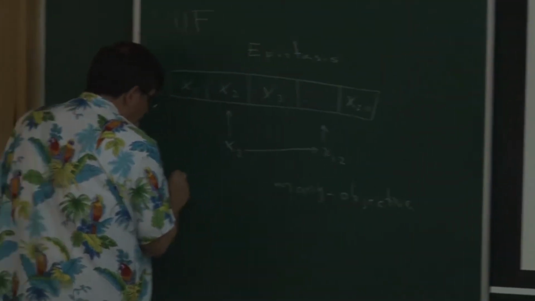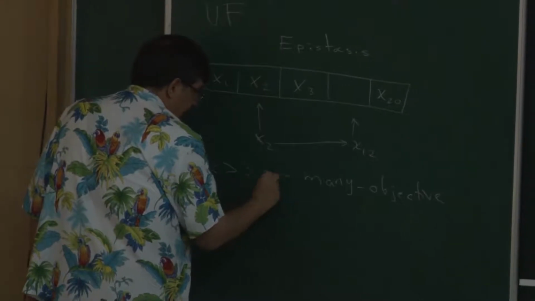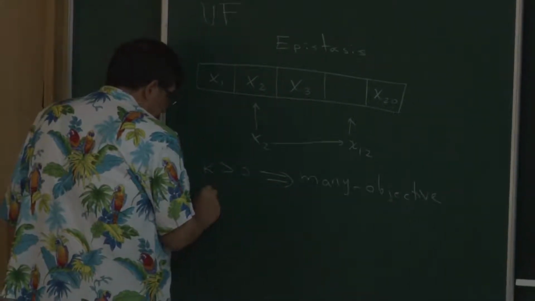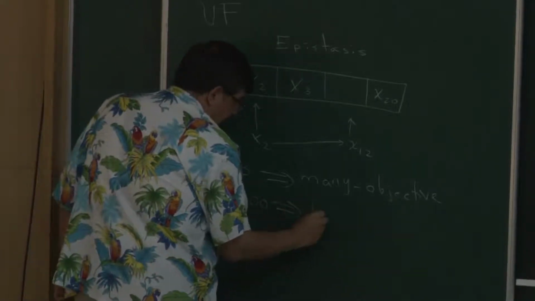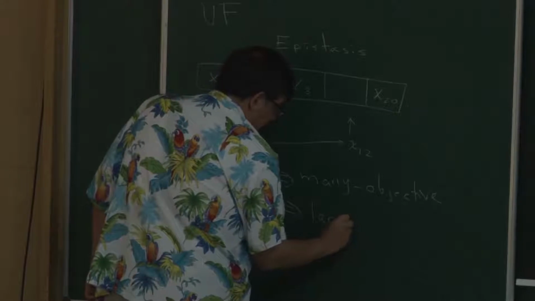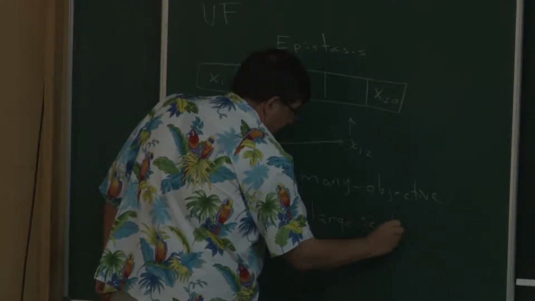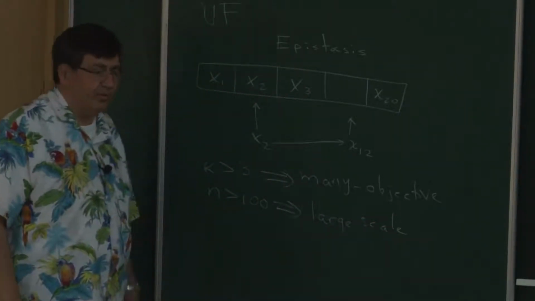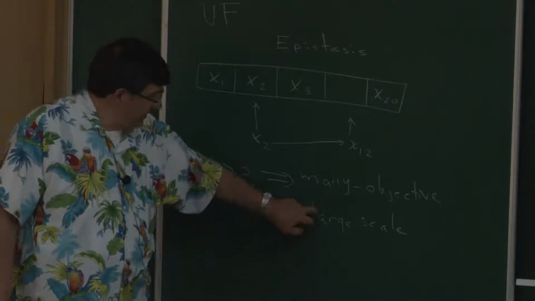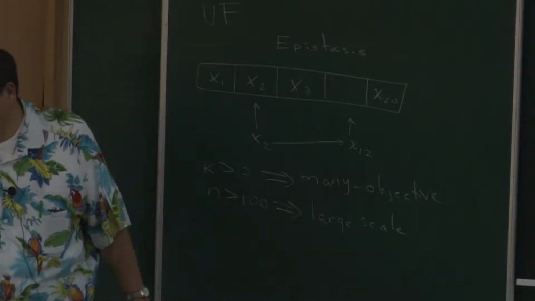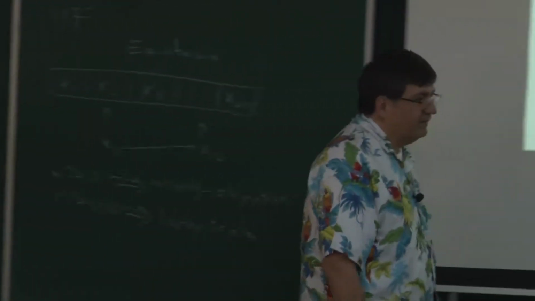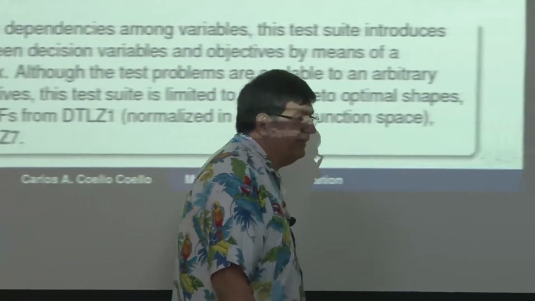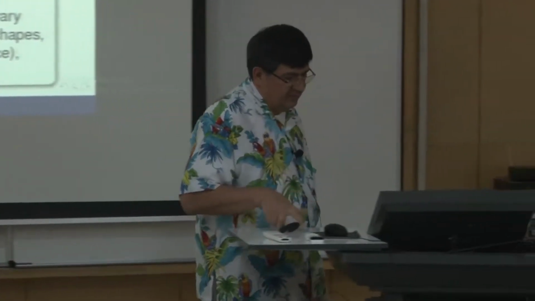Is k, the number of objectives, greater than 3? If the number of decision variables is more than 100, it's large scale. What nobody has solved so far is a large scale many objective problem. Something that has many variables and many objectives. At least so far I haven't seen anybody doing that. It will be very challenging to do that.